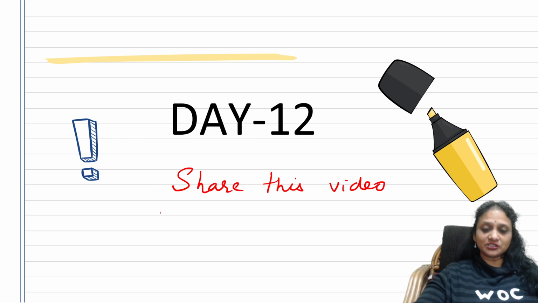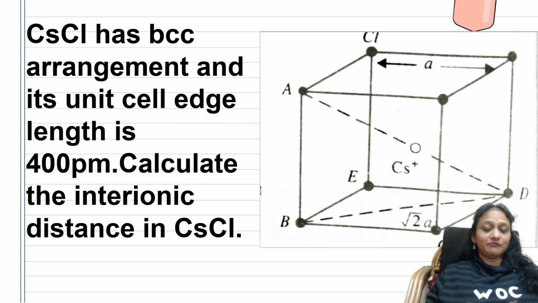Let us read the question. We'll read the question slowly. We will see how to write the steps in the exam, and also check what units to write. Let us see the question. Very big question today.